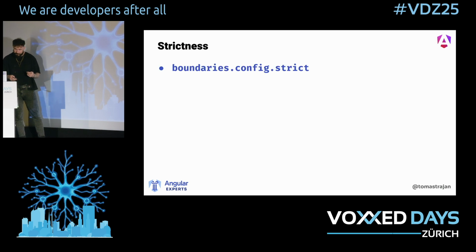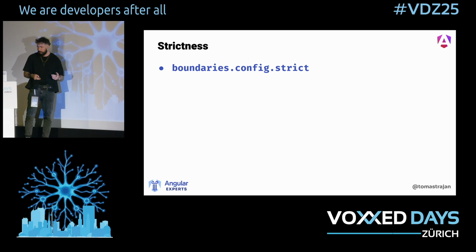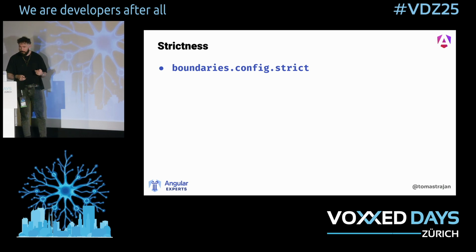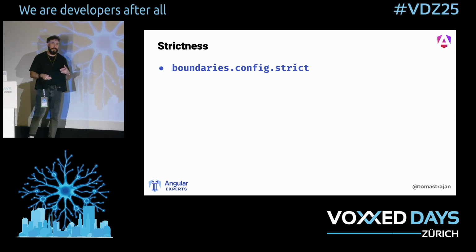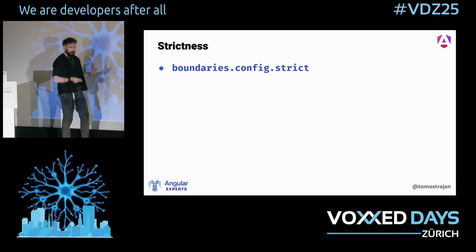Right, so what about the strictness? We've seen already in the beginning in that boilerplate setup that we can enable boundaries config strict, and what this means is that every single file has to belong to some architecture type.